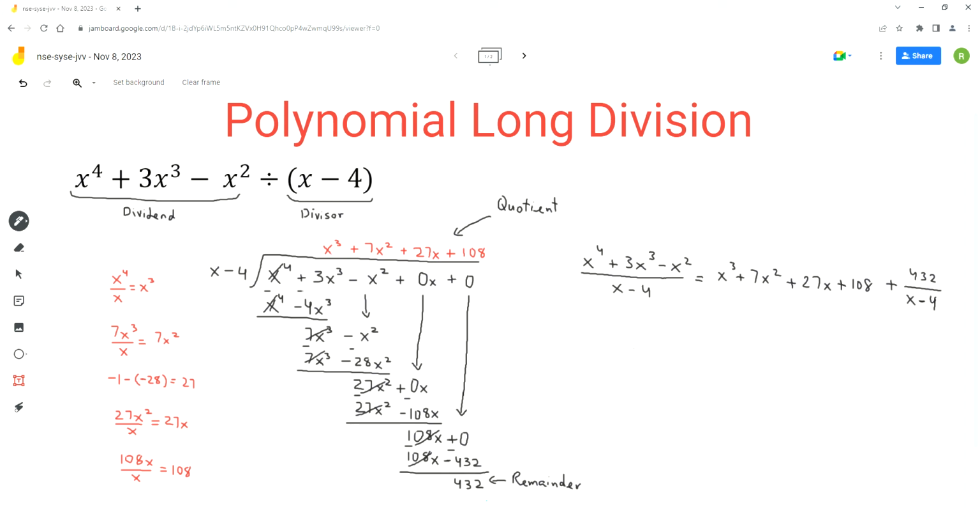So this is how we write our division statement after completing the division to summarize our answer. So these are the steps you have to keep in mind to do this kind of polynomial long division.